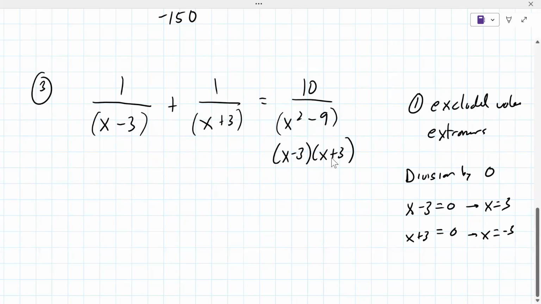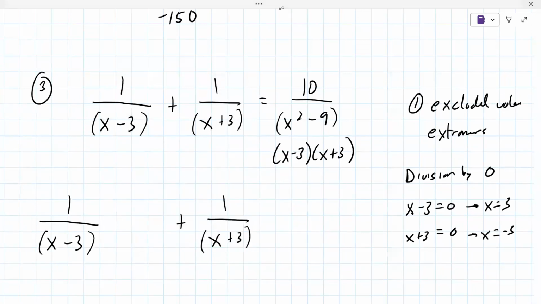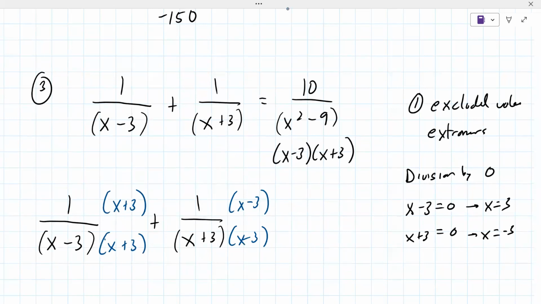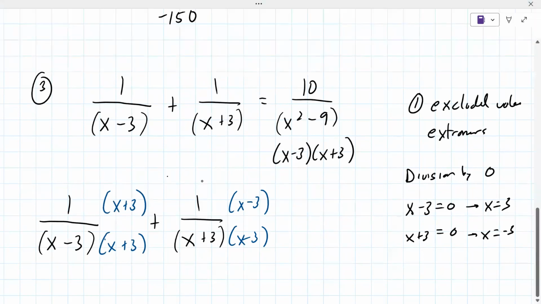So the one on the left here has an x minus 3. The one in the middle has an x plus 3. But the one on the left is missing an x plus 3. The one in the middle here is missing an x minus 3. So what do you do? Well, you multiply the top and the bottom to get what you want here. So in this case, we're going to take x plus 3 and multiply the top and bottom. Then in the middle here, we're going to do the same thing with x minus 3, top and bottom. Okay. And then over here on the right, you already have it, x minus 3, x plus 3.